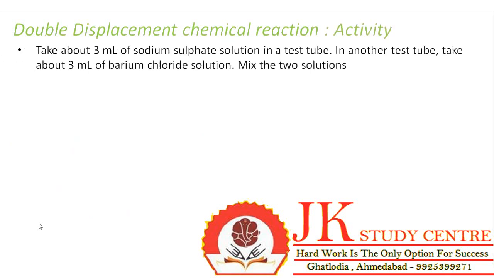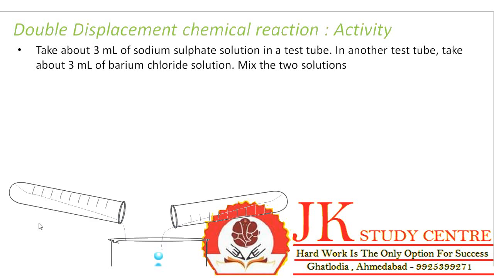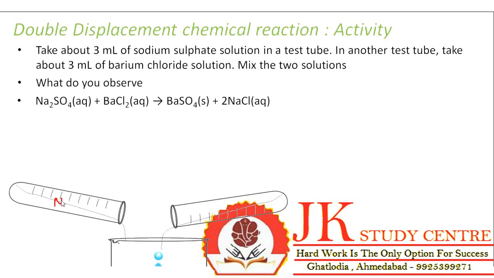We'll do an activity for this. We'll take 3 ml of sodium sulfate solution in one test tube, and in another test tube 3 ml of barium chloride solution. We'll mix both. In one we have sodium sulfate, Na2SO4, and barium chloride in the other. We mix both and observe a precipitate. You see this white colored thing, and that is nothing but BaSO4 precipitate.